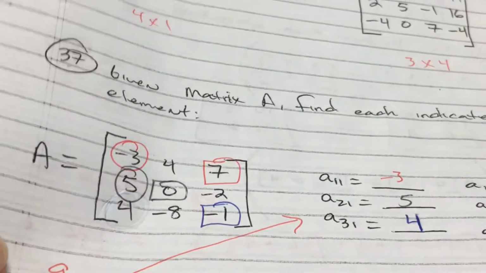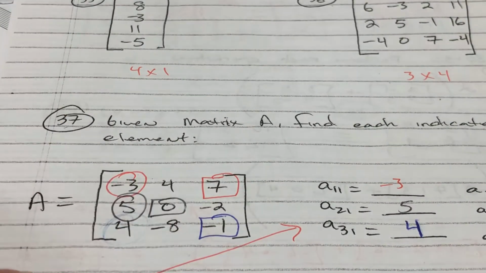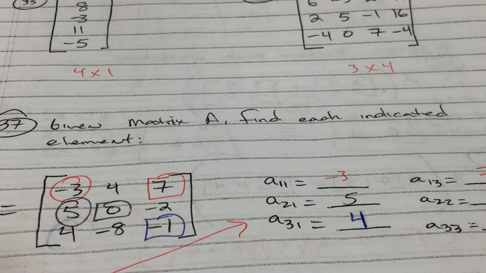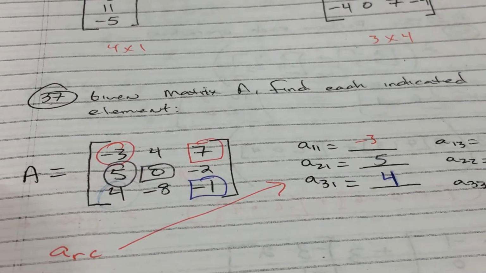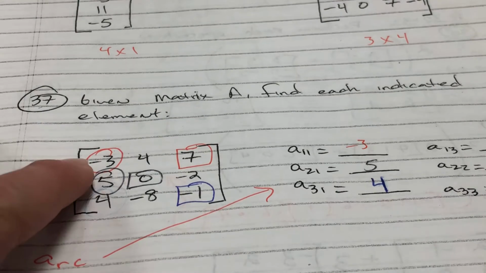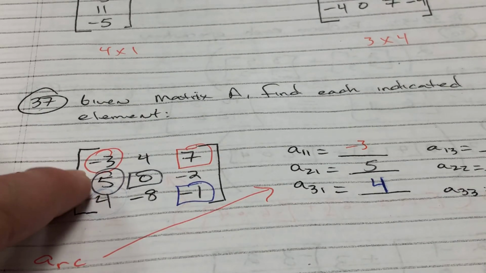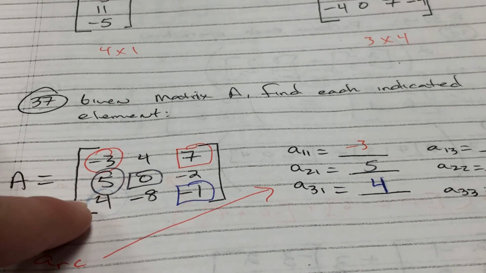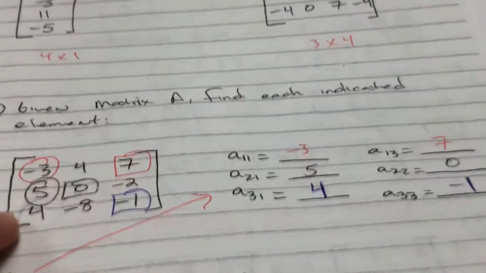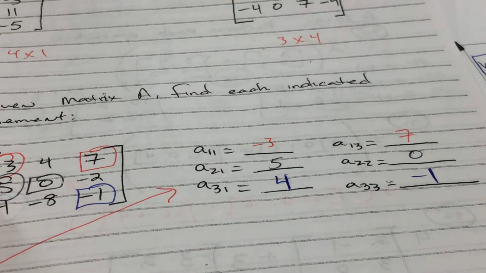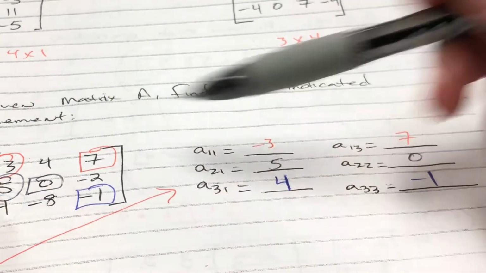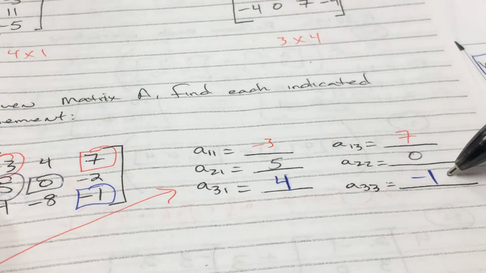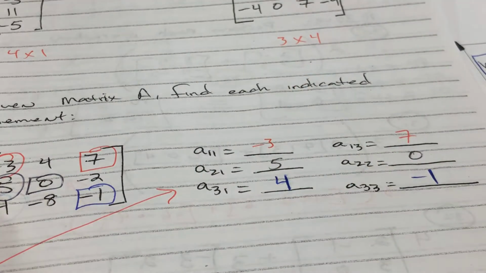Okay, given matrix A, again, your answers are literally right in here. Find each indicated element. So an element is a number inside a matrix. So A11, that stands for row column. So first row, first column, negative 3. A21 is the second row, first column, 5. A31 is the third row, first column, 4. Moving over, A13, first row, third column, 7. A22 is the second row, second column, 2. A33 is the third row, third column, negative 1.